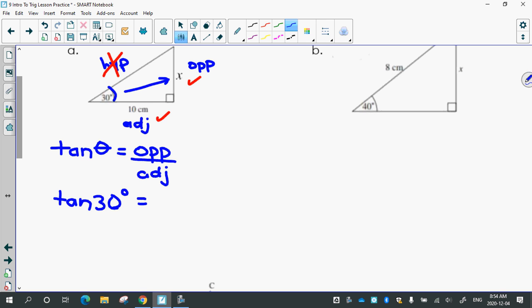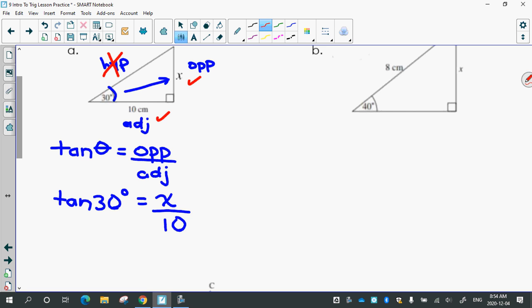The opposite is x. Does everyone see that? That's what we're trying to find. And that's being divided by the adjacent, which is 10. Now remember, this is just a number that is stored in our calculator. Anytime we wanted it, we could type in tan 30. Everyone agree? Yep. So I'm gonna let my calculator do the work.